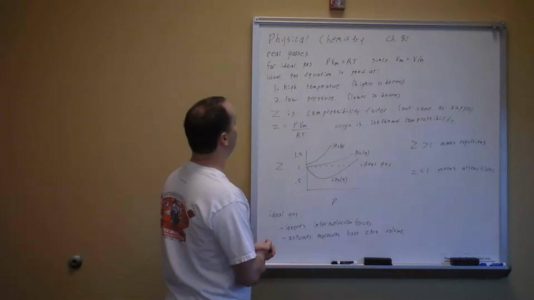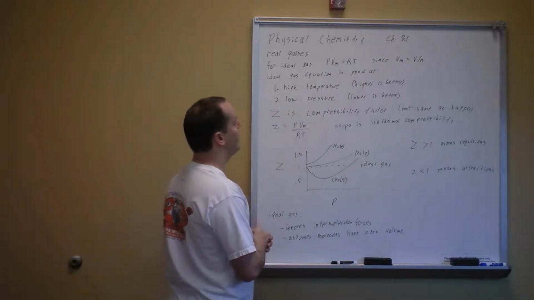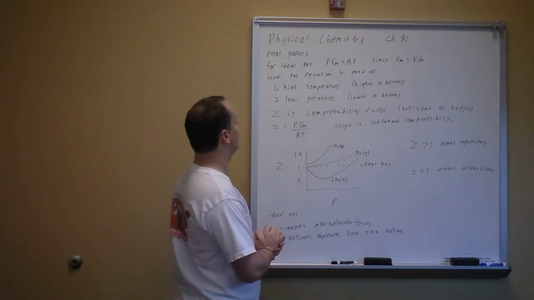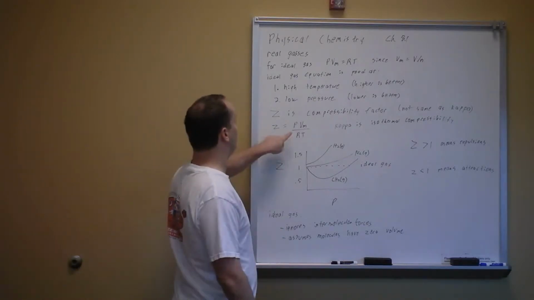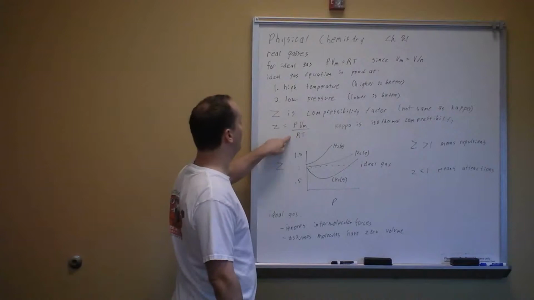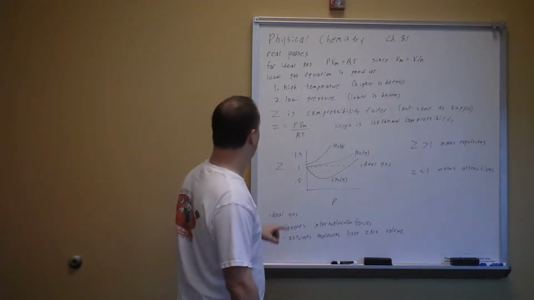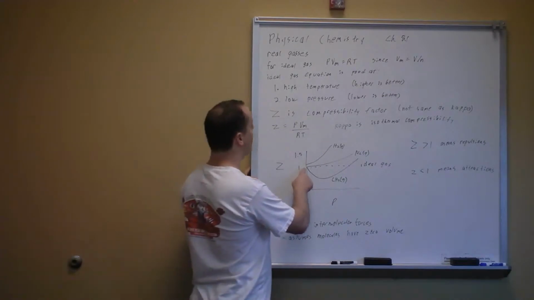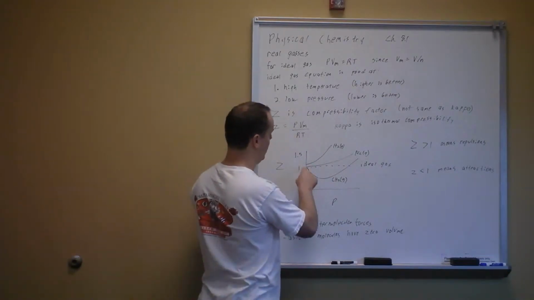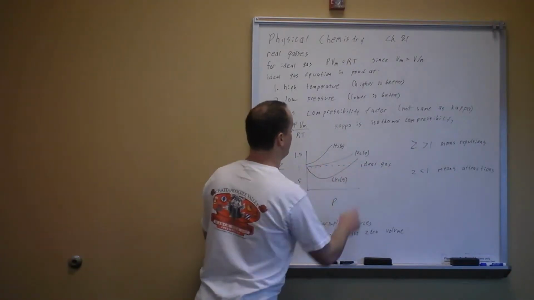One thing we have is called Z, the compressibility factor, which is not the same as kappa. Remember, kappa was isothermal compressibility. Z we're defining as pressure times molar volume over RT. So here's a graph of Z against pressure. For an ideal gas, of course, this is going to be equal to 1. It's constant, so that's what we have here.